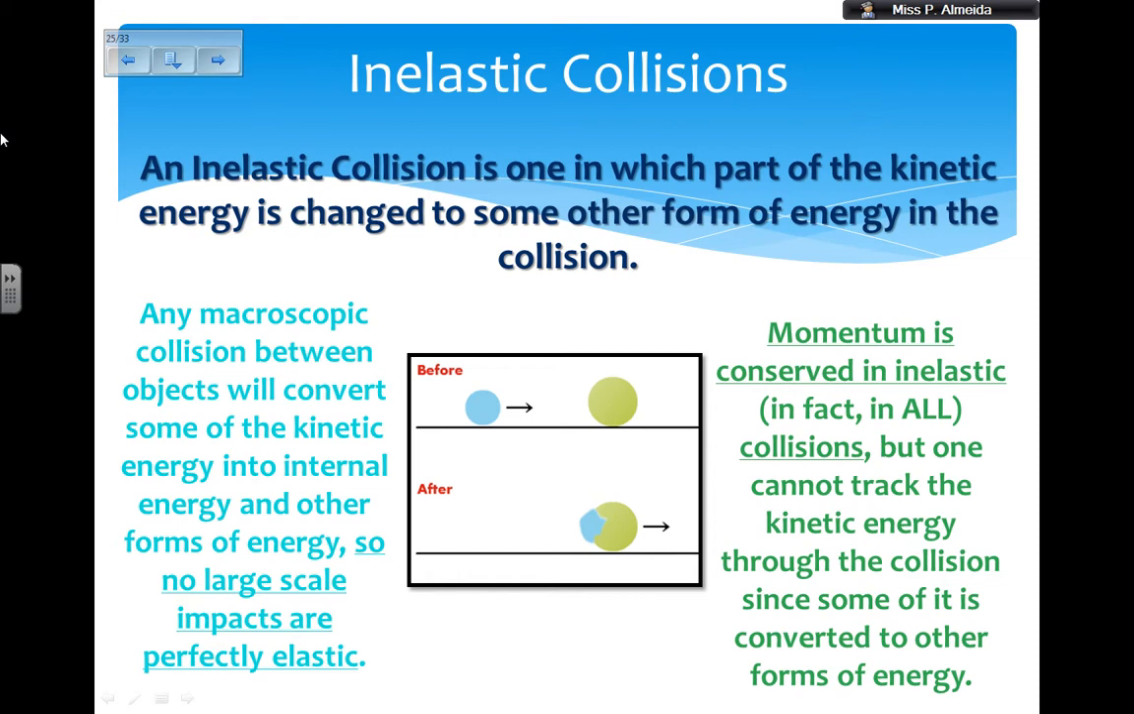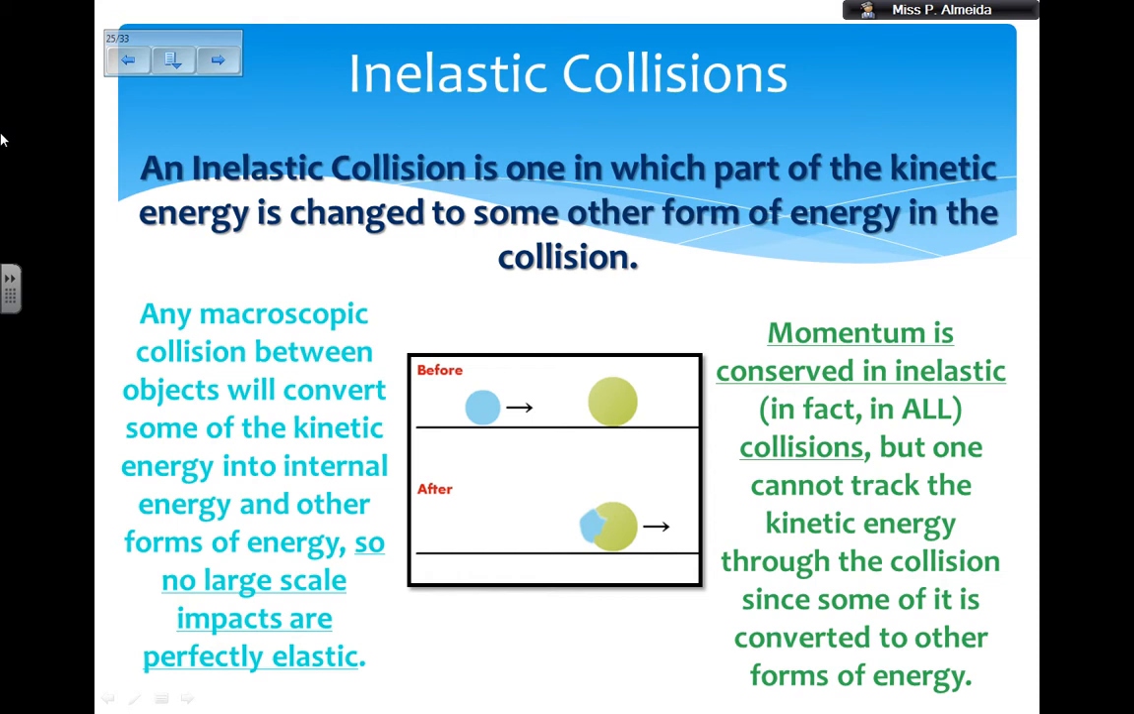So if you think about it, in reality, any macroscopic collision, so anything in the real world, is going to have some of the kinetic energy that the objects had before converted into internal energy or other forms of energy. So to be honest, if you think about anything that is a large-scale impact, they are not perfectly elastic, but we can say that they are just for a certain calculation to make it easier. But in reality, some kinetic energy is always wasted, okay?